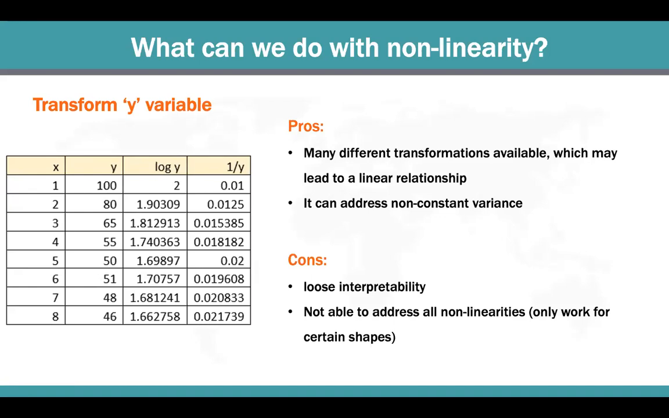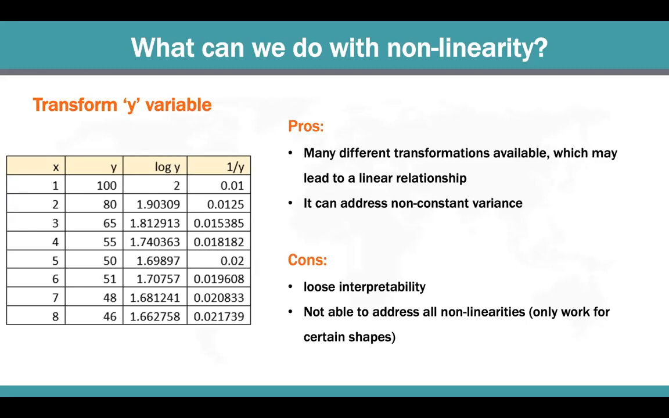So there are pros and cons about it. The first one is many different transformations available, which may lead to a linear relationship. This can help us analyze the relationship between our y variable and x variable. And it can also address the non-constant variance.